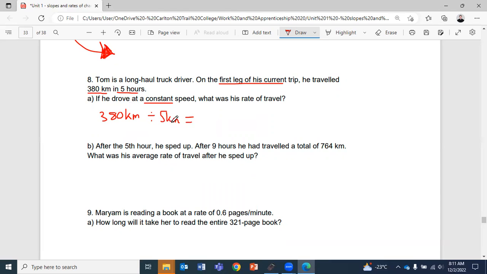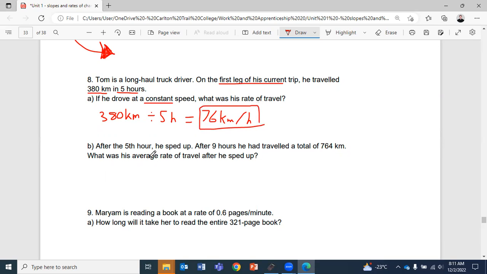Speed is just distance divided by time, right? Not 5 kilometers, 5 hours. So take 380 divided by 5. You do that, you're going to end up with 76 kilometers an hour.